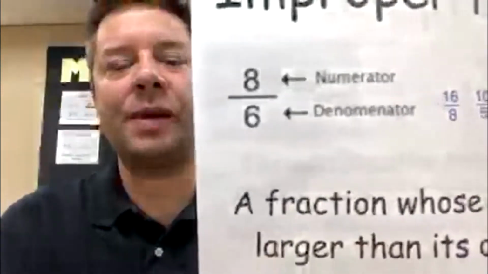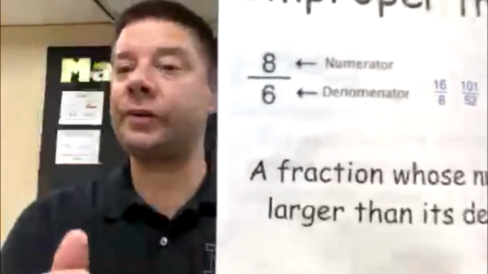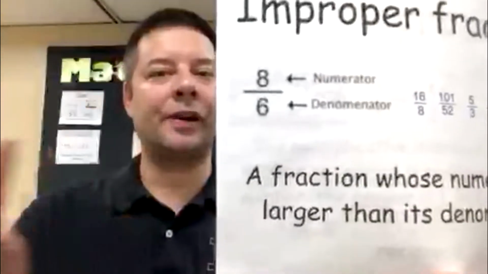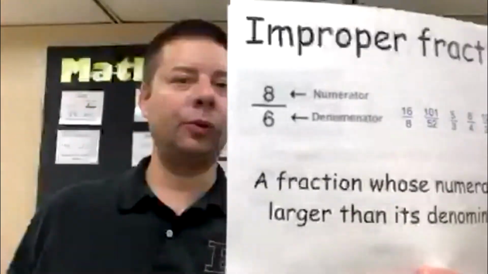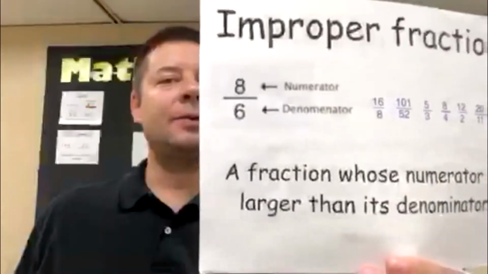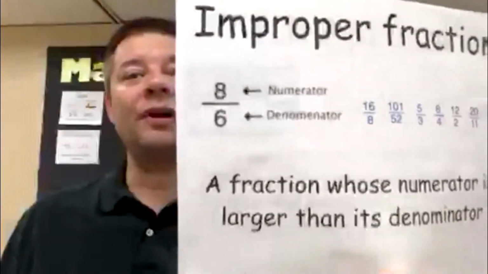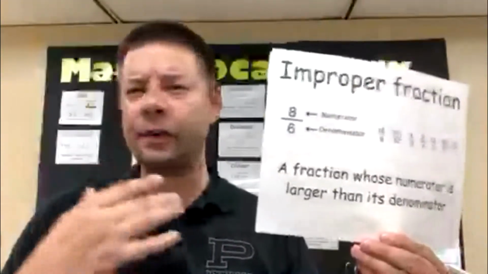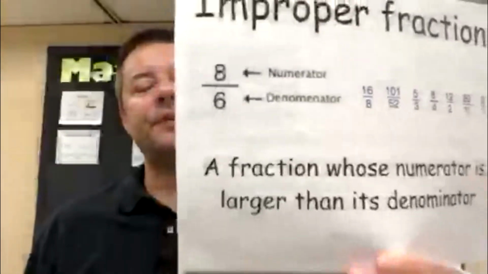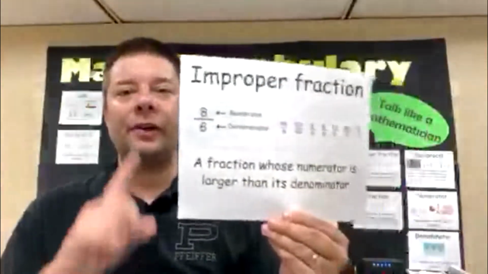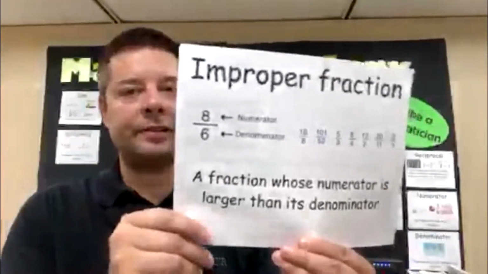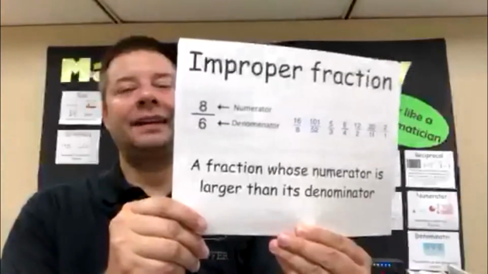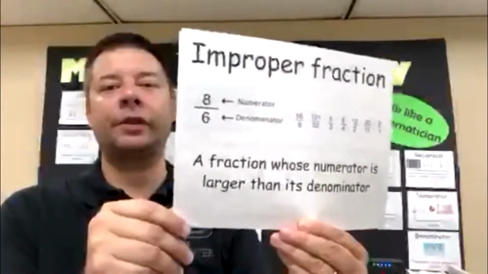So in this example, we have 8/6. Well, 6 goes into 8 one whole time. So I can take 1 out as a whole number, and then that would leave me with 2/6. So 1 and 2/6, or I could simplify 2/6. See what I'm doing here? They all go together. I could simplify 2/6 down to 1/3. So 8/6 is actually a mixed number in disguise. It's actually 1 and 1/3.